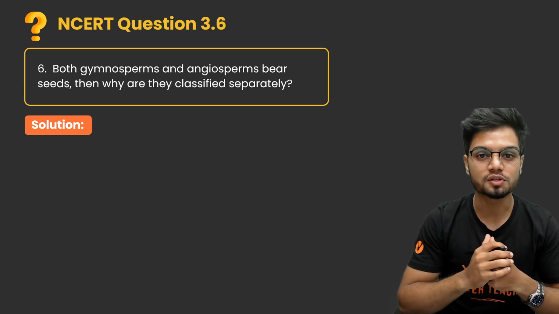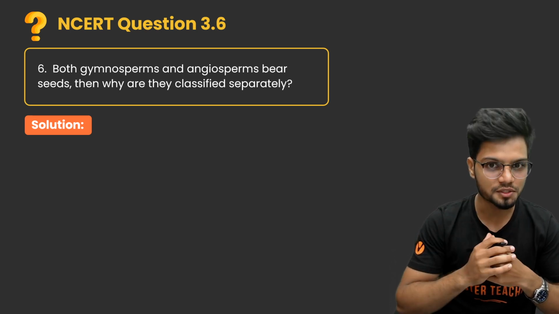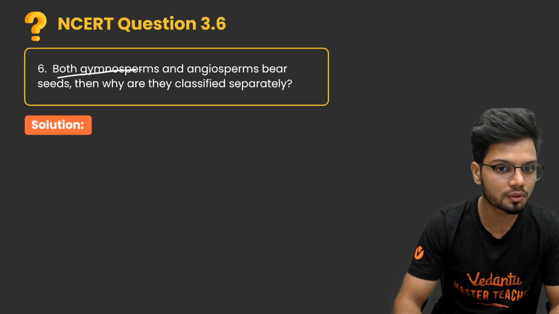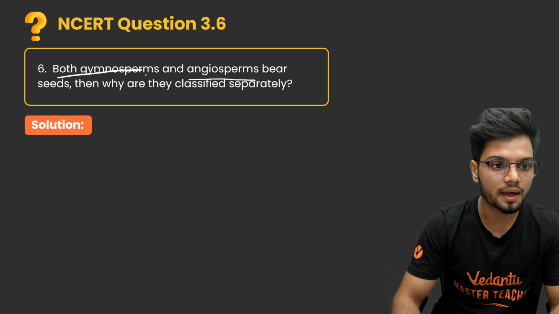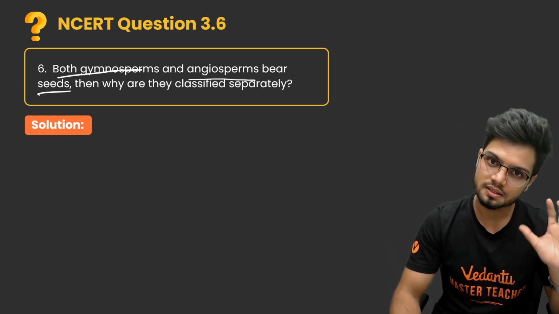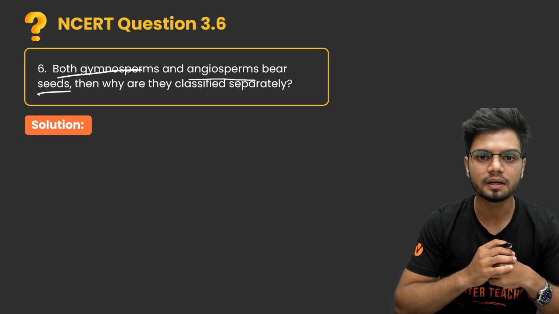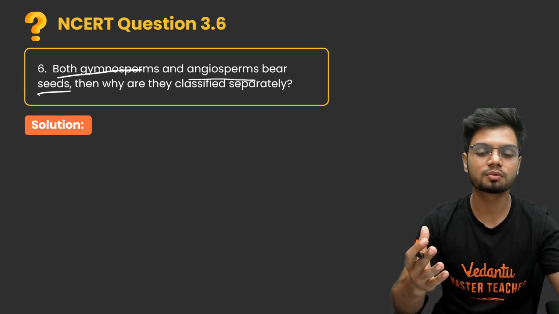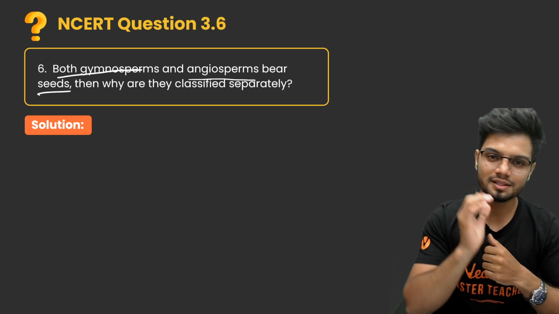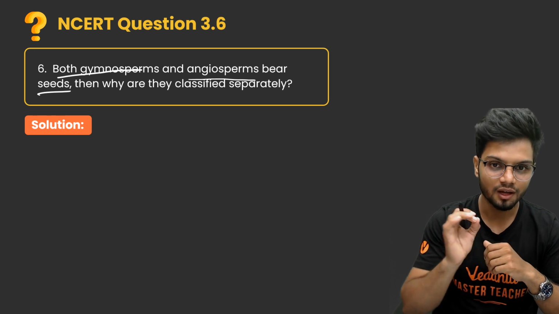I'll be your biology master teacher, where we will be solving a question from the plant kingdom. So we have a question today. Both gymnosperms and angiosperms bear seeds. So both gymnosperms as well as angiosperms have seeds, but then why are they classified separately? Why do we separately classify gymnosperms and angiosperms? So what could be the reason? The reason here is the anatomy of the seed. Now let's quickly understand.